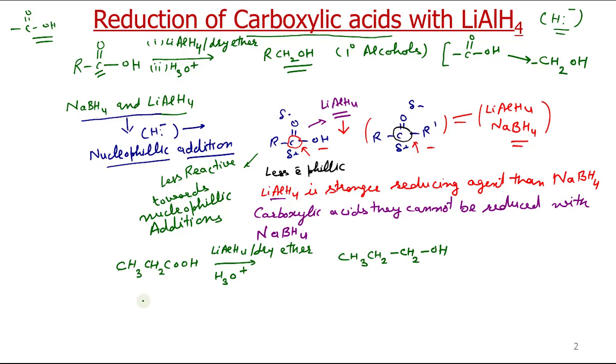Similarly, we can write another example, C6H5COOH, benzoic acid. If we reduce it with lithium aluminum hydride and then add acidic hydrolysis, the product will be C6H5CH2OH. So this is the reaction when we reduce carboxylic acids with lithium aluminum hydride.